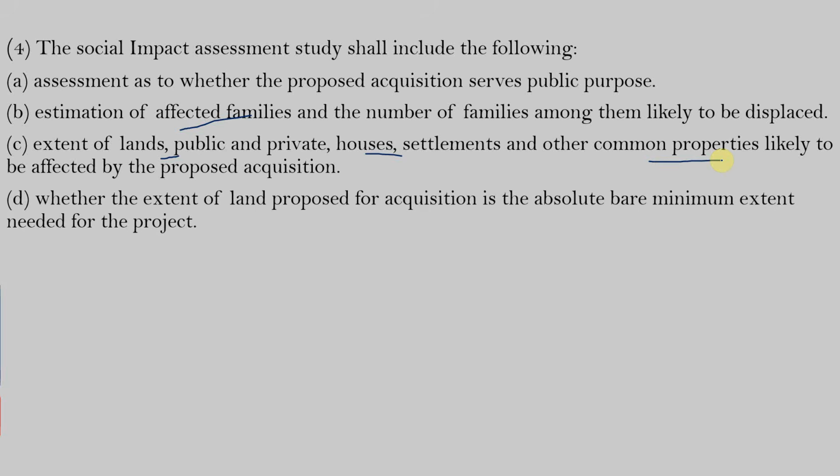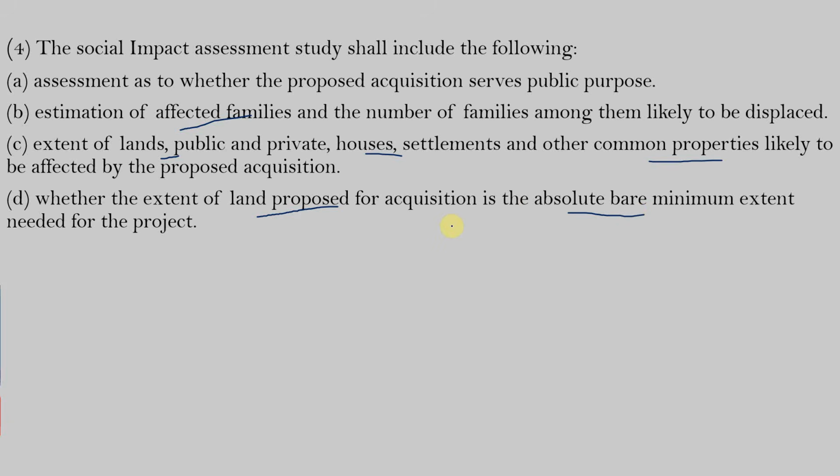And the next clause is whether the extent of land proposed for acquisition is the absolute bare minimum extent needed for the project. So the government can acquire only that amount of land which is required for the project. No excess of land can be acquired.